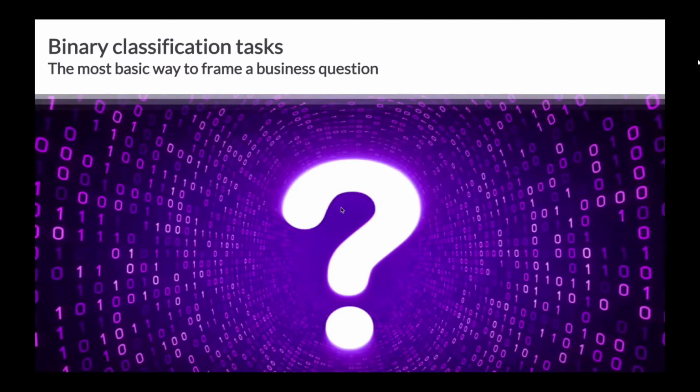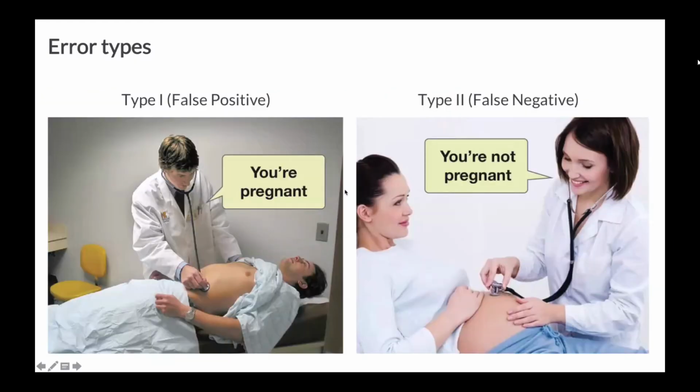Okay. So I was talking about the easiest way of framing a business question. There's always a way to frame it into a binary classification task. Is a churn going to happen or not? Is a customer going to leave? It's about using these errors.